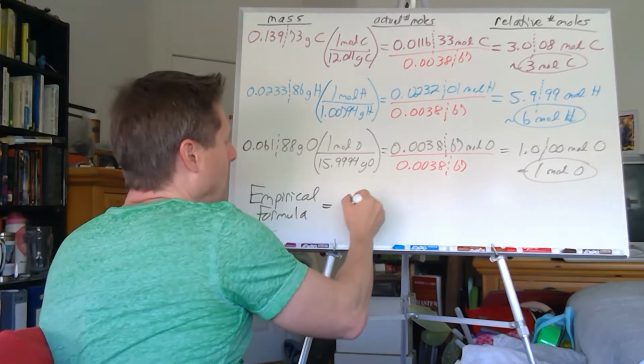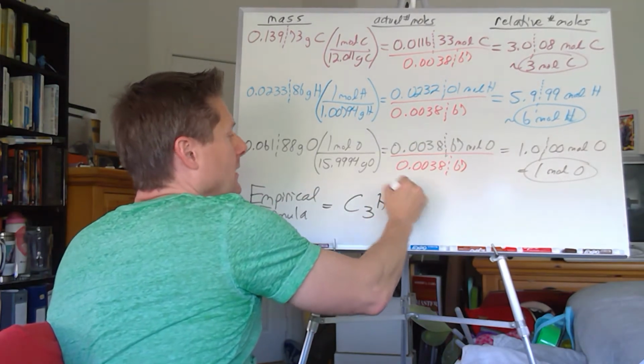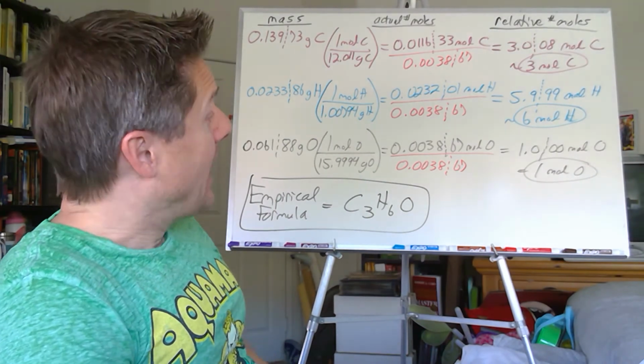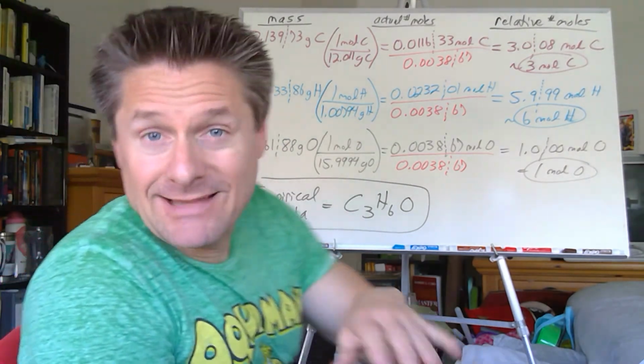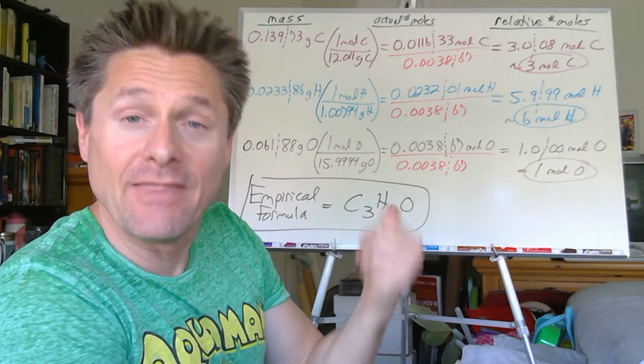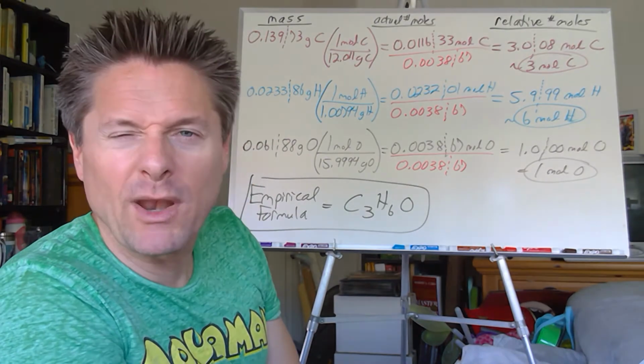What do we got? 3 carbons. How many hydrogens? 6. And 1 oxygen. Now, this is part A. That's not necessarily the true formula. If N is 1, then the molecular and the empirical formulas will be the same thing. But that'd be pretty boring, wouldn't it?